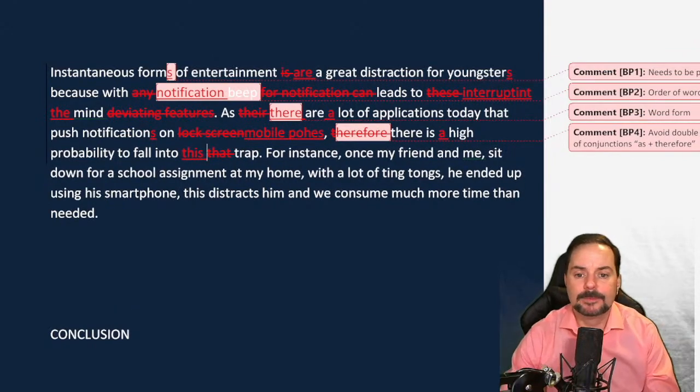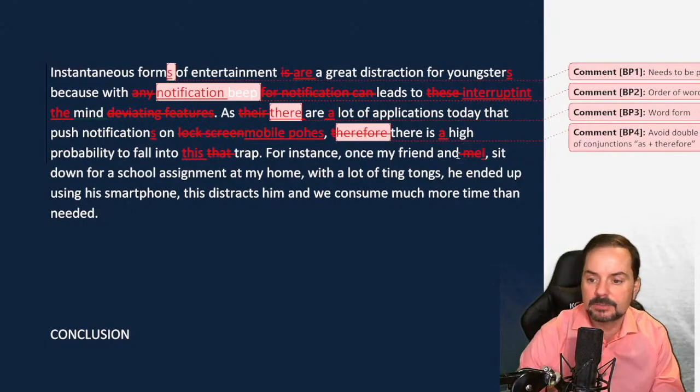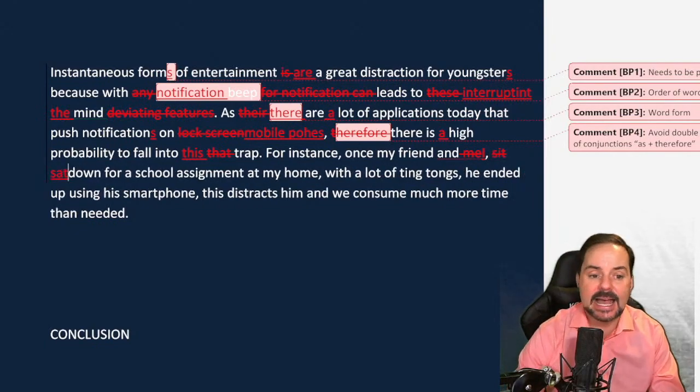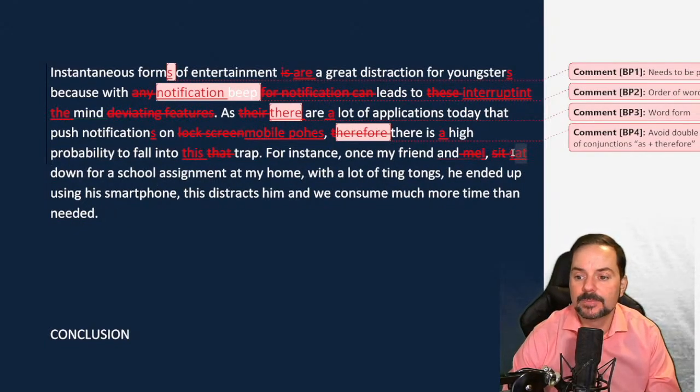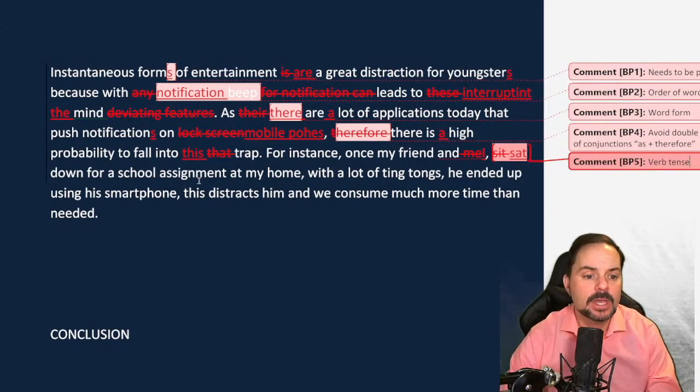this trap, okay? For instance, once my friend and I, we don't say friend and me, we say friend and I, and here you wrote sit down for a school assignment. Once means that it was in the past, okay? So here this would be sat down, okay? So here it's a verb tense mistake. Okay, sat down for a school assignment at my home with a lot of ting-tongs, sure.